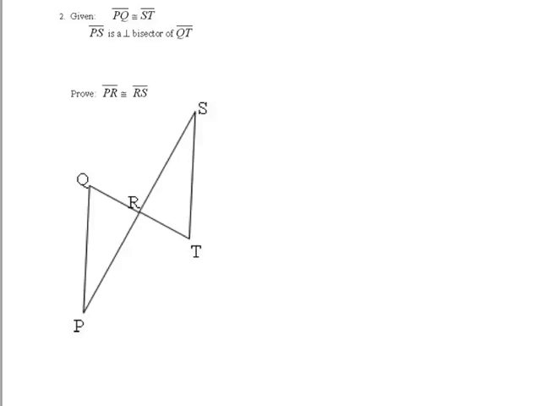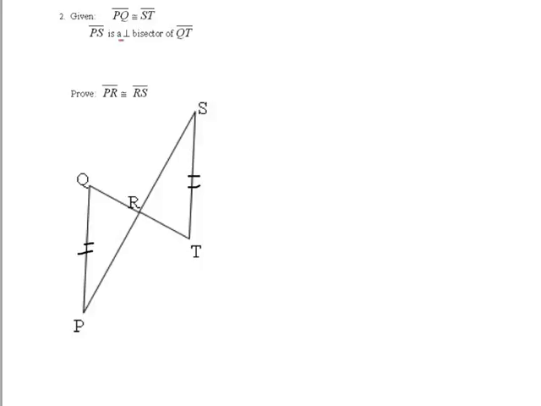We know that segment PQ is congruent to segment ST. Next we have the statement that says that PS is a perpendicular bisector of QT. So this is kind of a two-for-one statement.